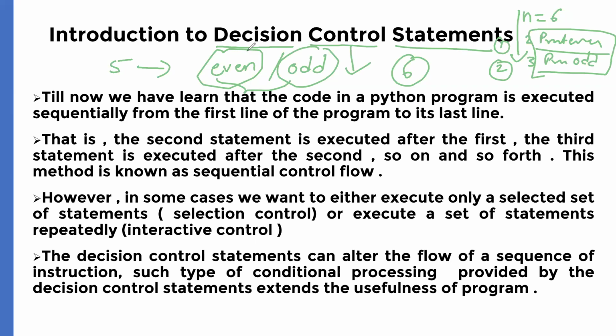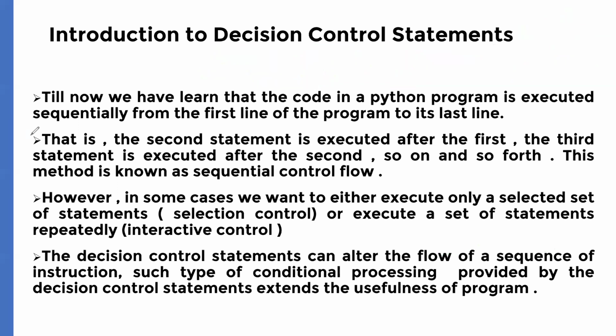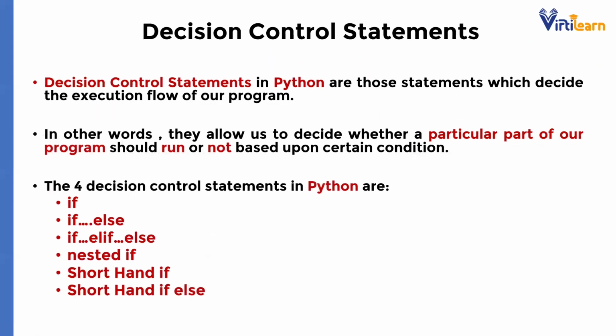Based on a decision, based on a condition. So we call them conditional statements, or decision control statements. We decide the flow of the sequence of our instructions. And how do we do that? We do that by using if, else, if else, and so on. So let's see. We have these four decision control statements.